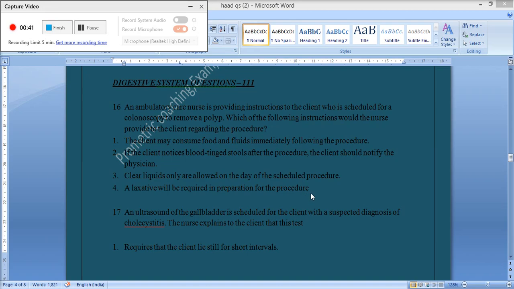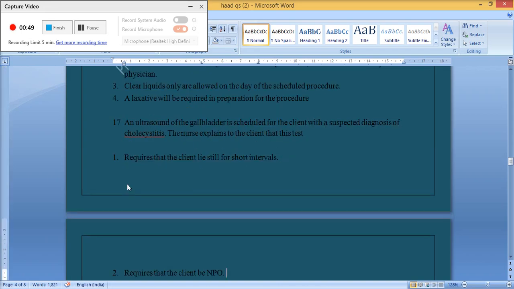The correct answer is 4. A laxative will be required in preparation for the procedure. 17.